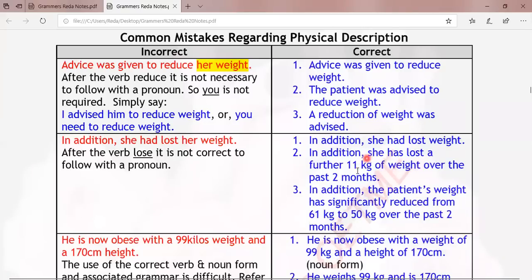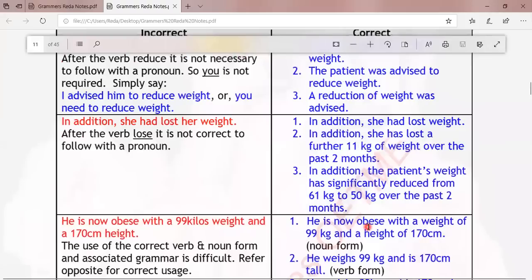This is more right. And in addition, the patient's weight has significantly reduced. Has significantly reduced, because the weight may be the subject. It is not passive. Again, in addition, she has lost a further 10 kilograms of weight over the past 2 months. So, from the words that indicate present perfect.